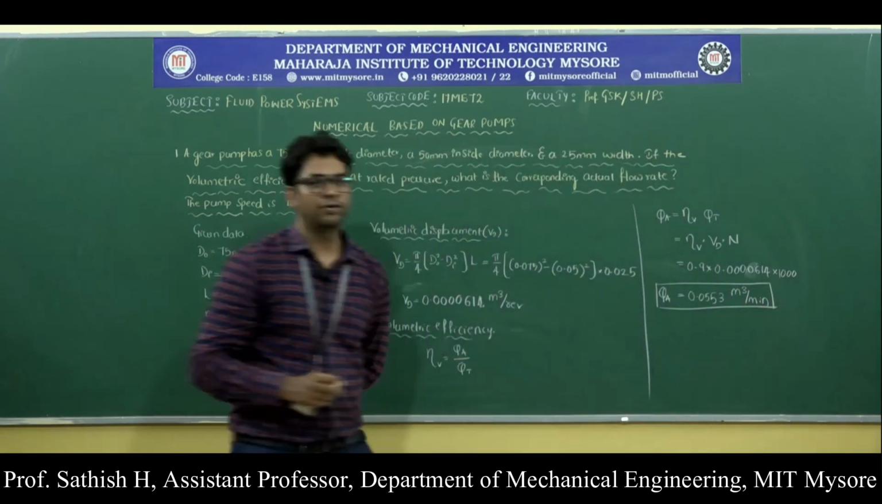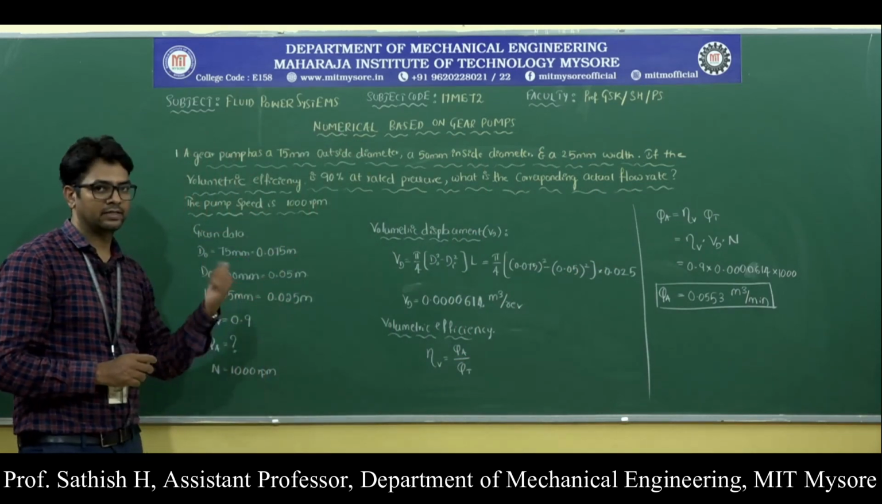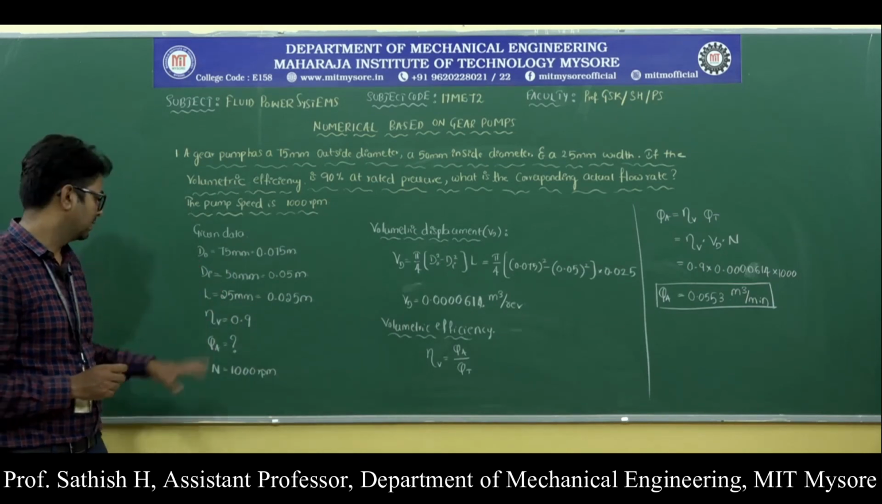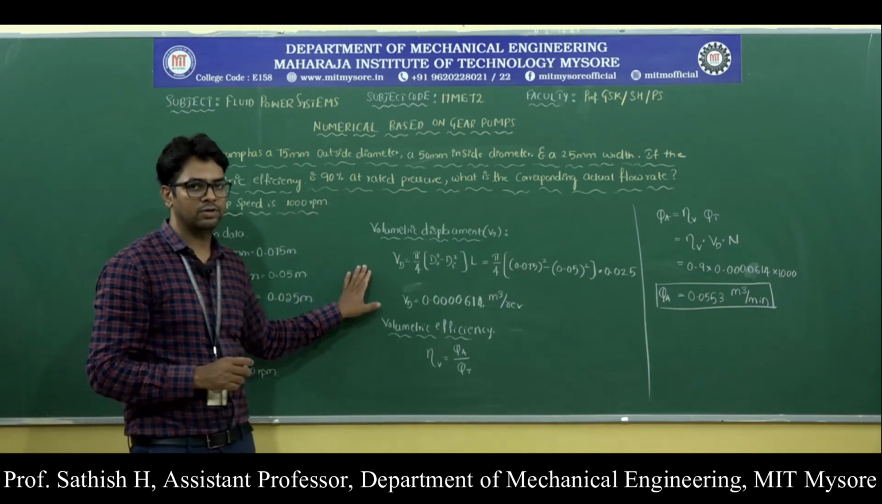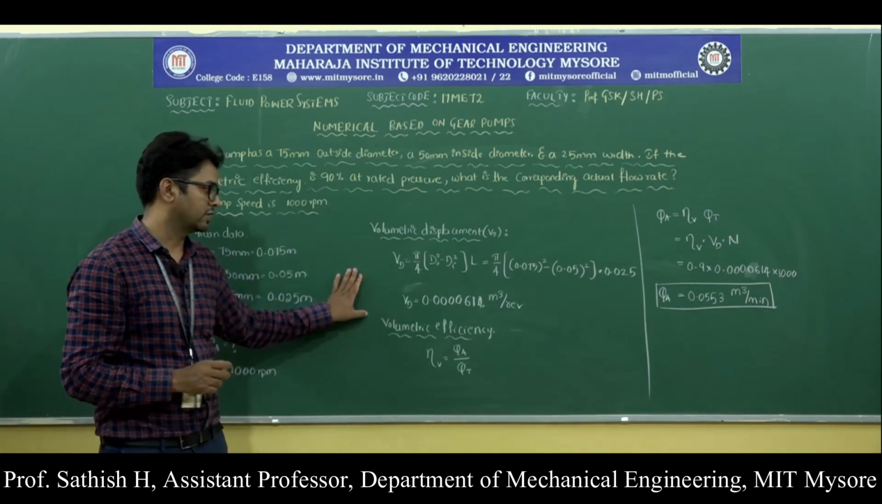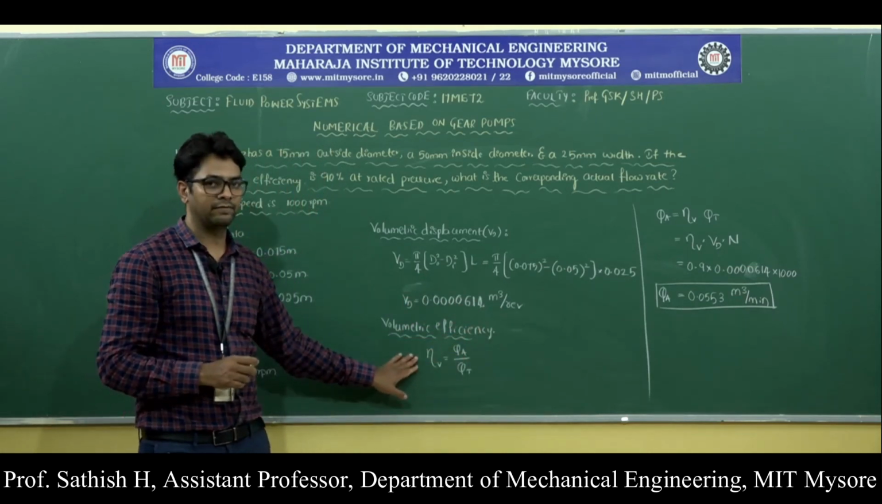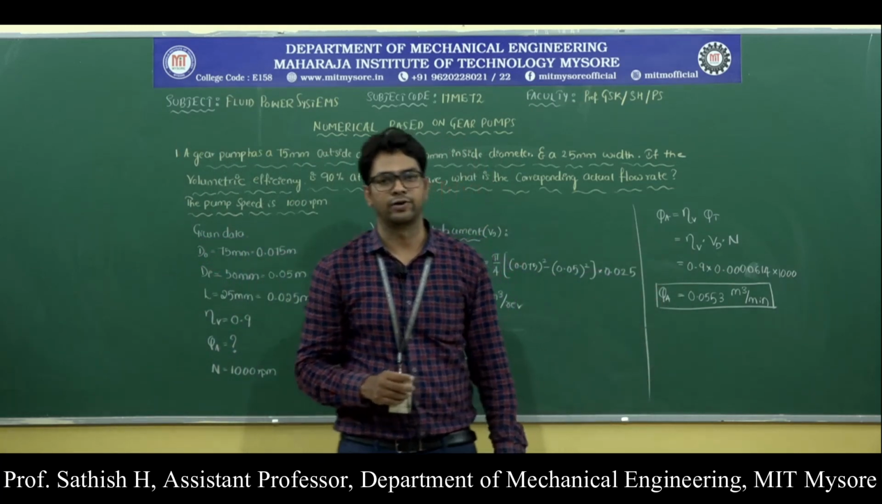So that is how you find out. When all the parameters are given, that is outside diameter, inside diameter, the width of the gear teeth, and the volumetric efficiency, first you have to find out the displacement volume or the volumetric displacement in meter cube per revolution. After that, using the formula for efficiency, you can find out the actual discharge or the flow rate. Thank you.